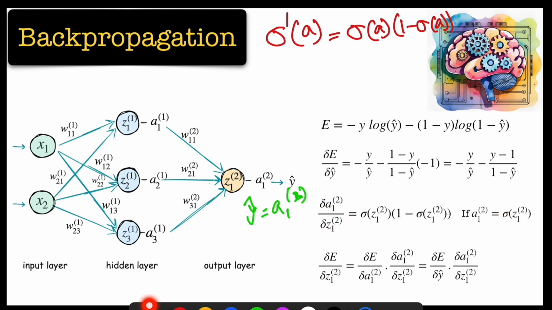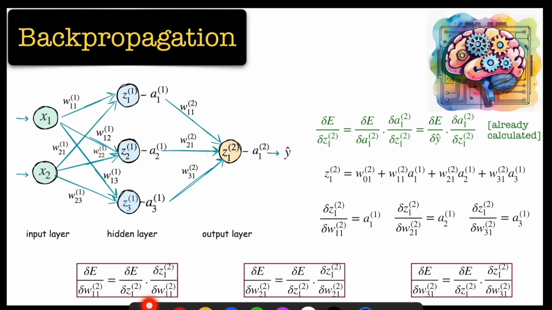Now how will we calculate del E del z12? Del E del z12 is what? Using the chain rule, it will be del E del a12 times del a12 del z12. We calculated both here and we can just multiply them and we'll get the value. So we calculated del E del z12 till here. This is what we already calculated. Now we have to calculate the gradients with respect to these weights: del E del W112, del E del W212 and del E del W312. We'll see how we will calculate this.